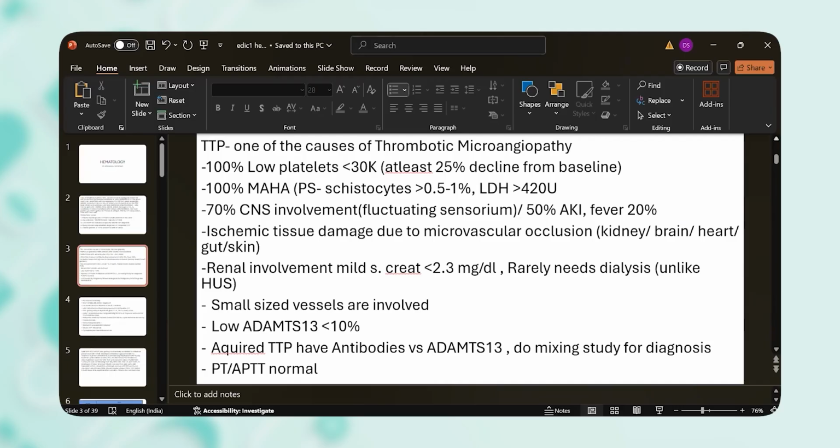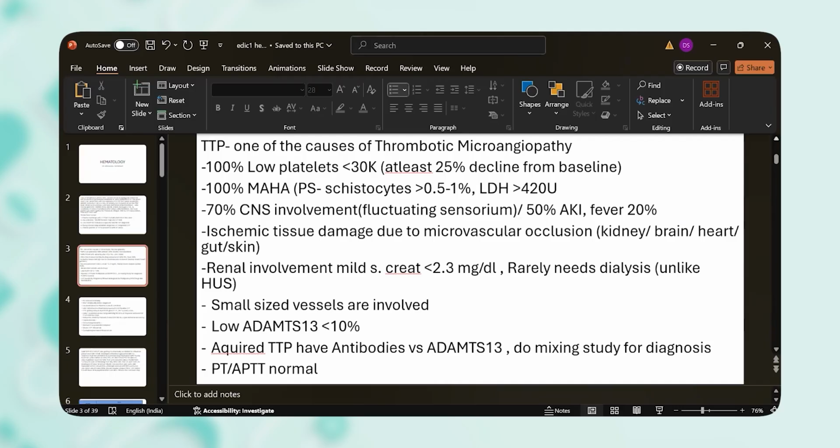While the kidney involvement in TTP will not be that severe. Most of the patients will be non-oliguric and they will not need dialysis. But in HUS, kidneys will be involved more. So creatinine will be more than 3 or so, or the patient might need dialysis from the beginning itself. But the platelet count will not be that bad in HUS. So these are the two important differentiating features.